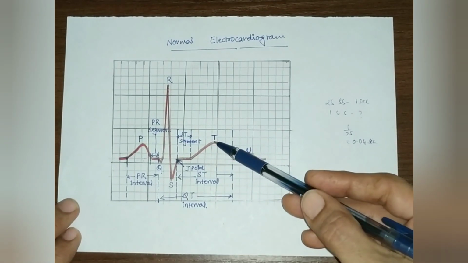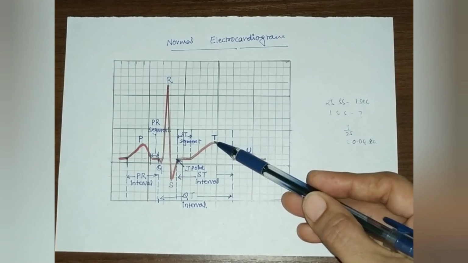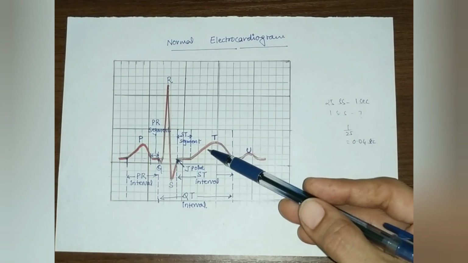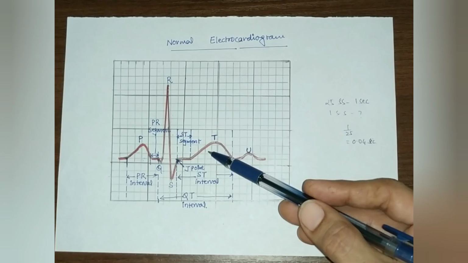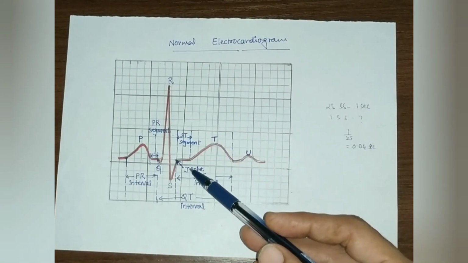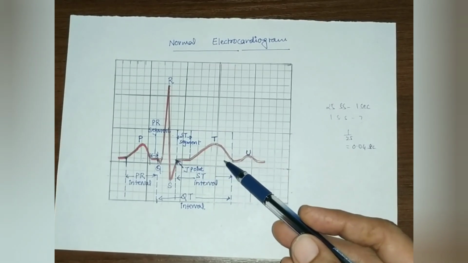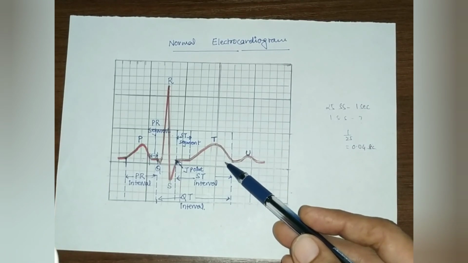Next is T wave. T wave is a positive deflection. It represents ventricular repolarization. It is also in the same direction as QRS complex because ventricular repolarization follows a path opposite to the depolarization. Now, duration. T wave duration is about 0.27 seconds and amplitude is 0.3 millivolt. The end of the T wave coincides with closure of the semilunar valves.